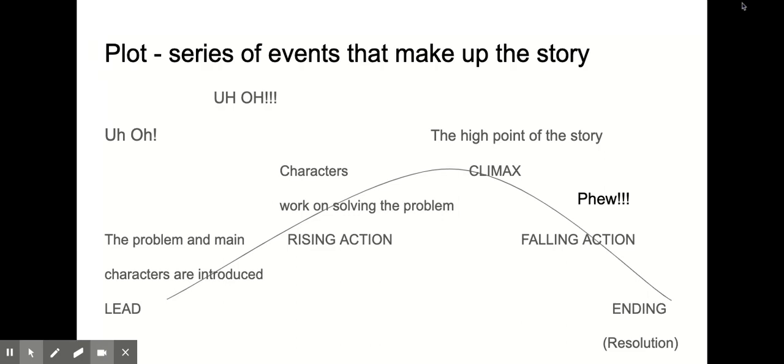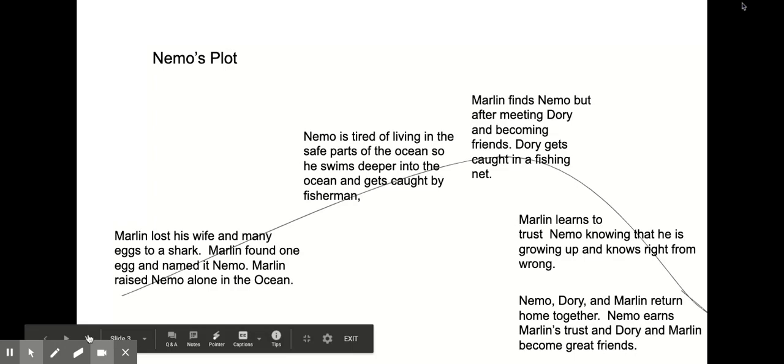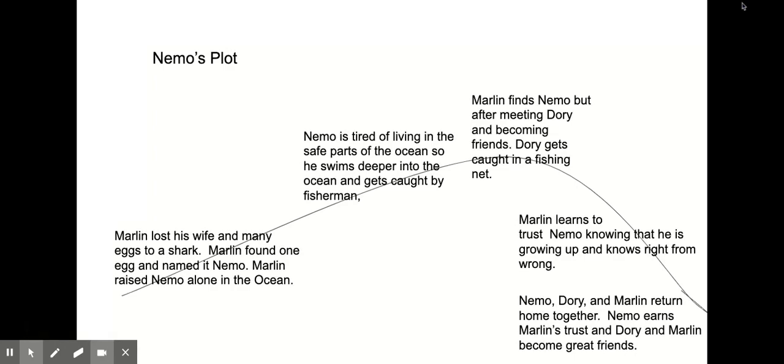So now let's look at the movie Nemo, and let's connect the plot to the diagram we just looked at. So let's look at the beginning of our diagram. So we have Marlin loses his wife and many eggs to a shark. Marlin found one egg and named it Nemo. Marlin raised Nemo alone in the ocean.